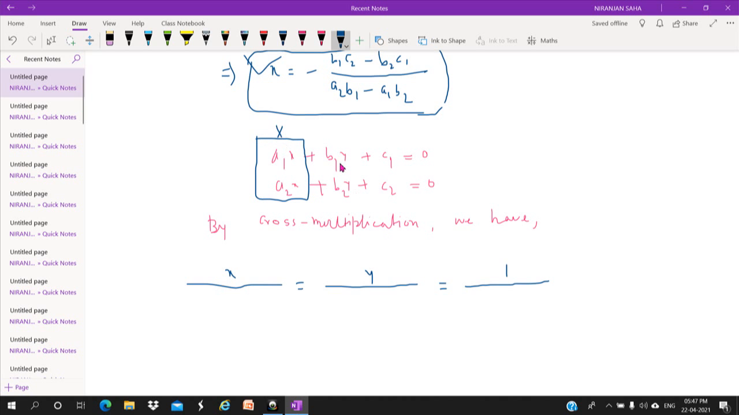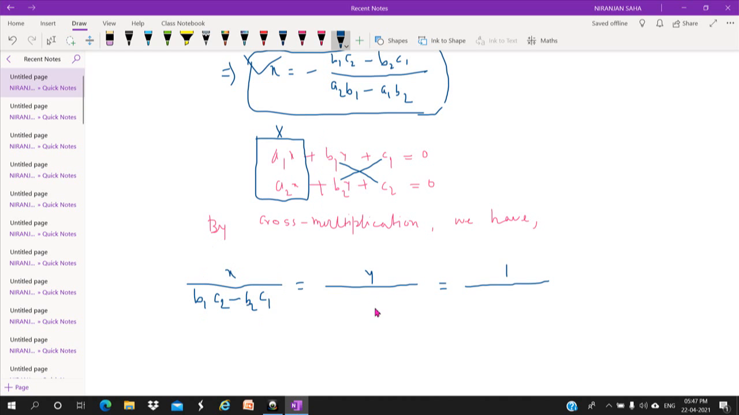Now we'll cross multiply b1 c2. We write down b1 c2, and then we'll always put a negative sign and cross multiply c1 b2. So b2 c1. This is what we use to find out the first fraction.